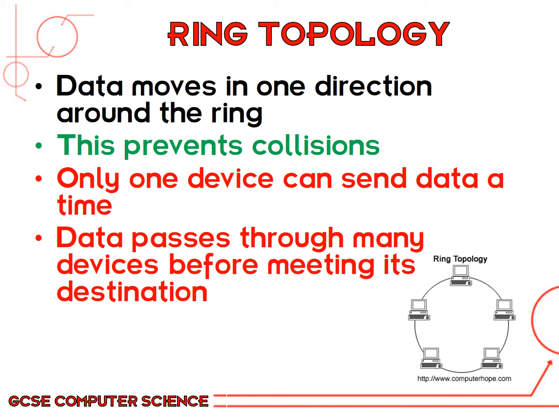So a way around the data collisions is to use a ring topology. This is where the data moves in one direction around the ring. This prevents any collisions. However, only one device can send data at a time, which means it's going to be a lot slower. Data has to go through many different devices before arriving at its intended destination.